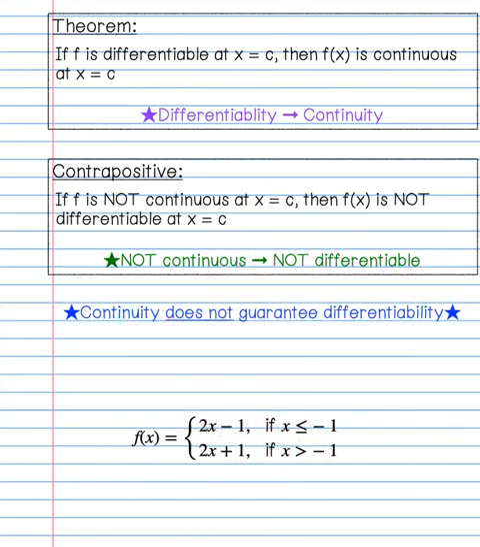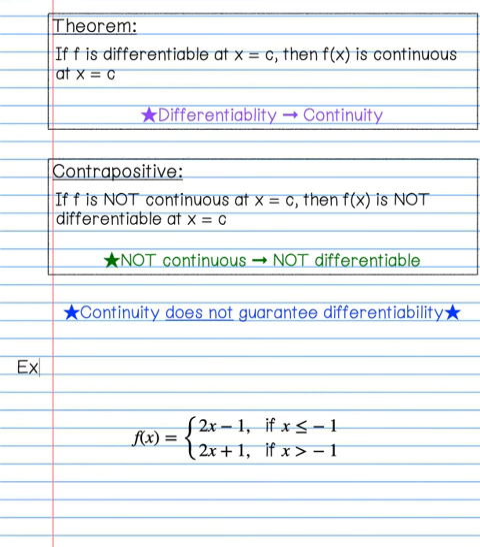So the super important point there is that continuity does not guarantee differentiability. So you can't just assume a function that's continuous also has a derivative at that value. And the last example that we did is actually a really great example of that, right? Because f of 2 existed, f was continuous at x equaling 2, but the derivative function was not continuous there, so it wasn't differentiable there.